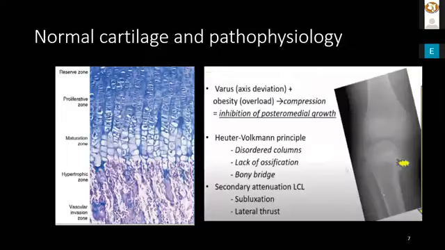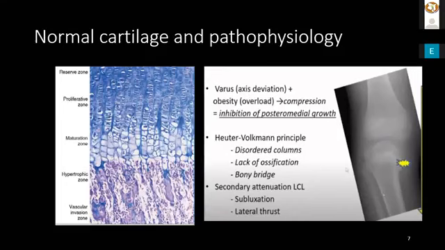The normal cartilage has the resting zone, proliferative zone, maturation, hypertrophic, and vascular zones. Why that is important is because in the disease itself, the abnormality is in the growth plate.